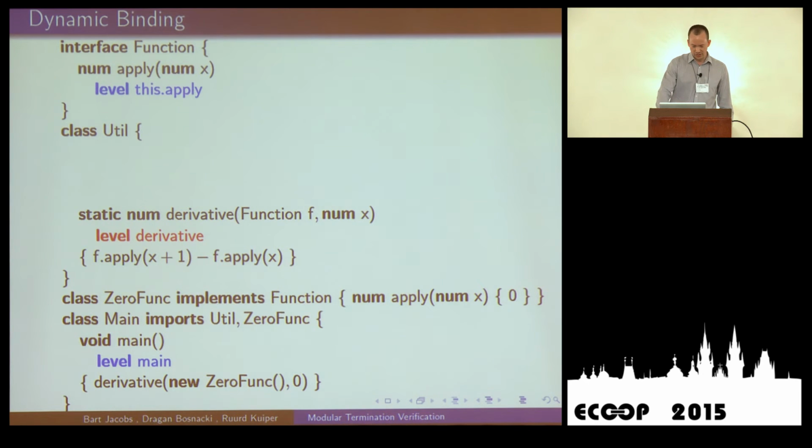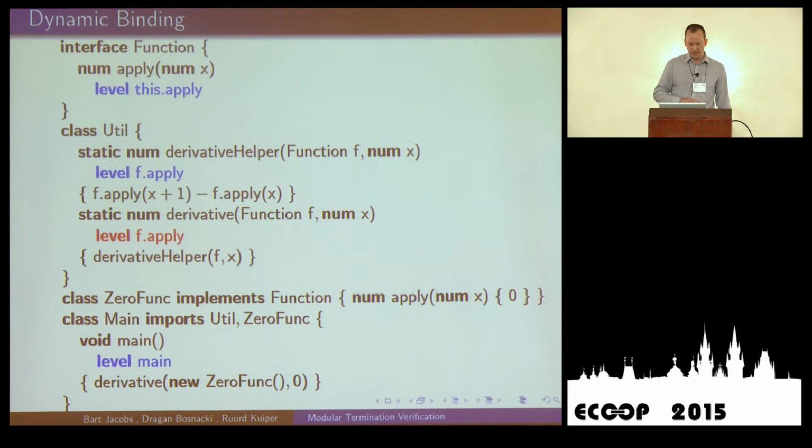Of course, it's clear that we're calling f.apply, so you might think that you just put f.apply here. And indeed, for this particular example, that works. So we're violating the pattern that we saw before, but for this program, we can verify the program like this by putting f.apply as the level of derivative. However, we're violating the pattern at a cost, because now we're no longer able to introduce helper methods for derivative to help execute its function. So for example, if we introduce a derivativeHelper, and we delegate in derivative to derivativeHelper, we can no longer verify derivative without changing its specification, because both derivative and derivativeHelper have level f.apply, and the levels are therefore not decreasing. So this also doesn't work.